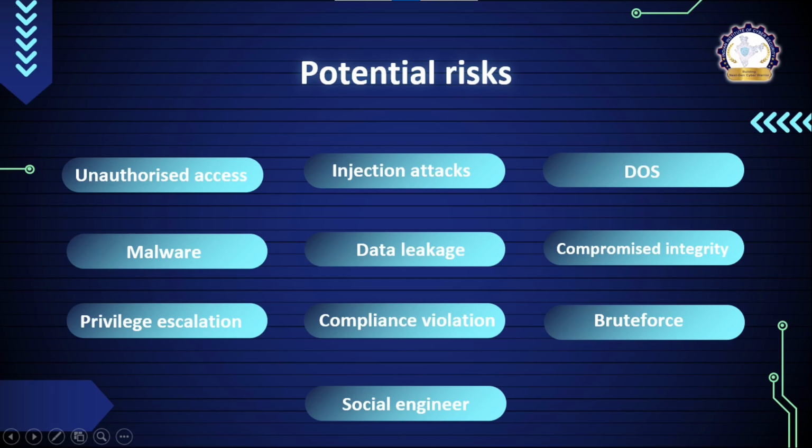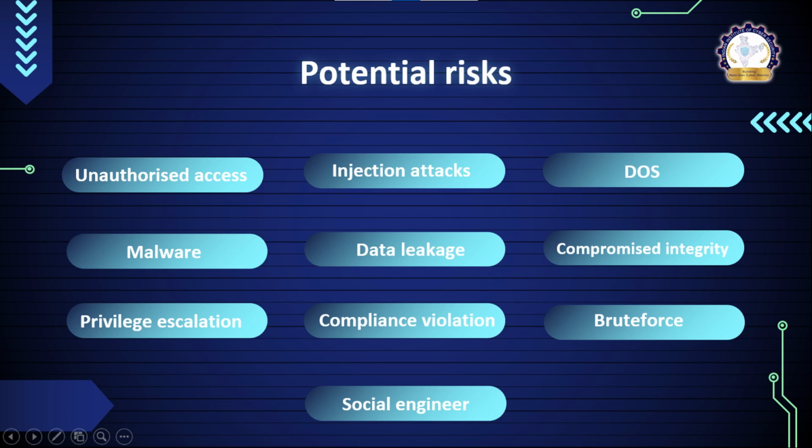Potential risk associated with API vulnerabilities. Application Programming Interface vulnerabilities can pose significant risk to software systems and applications that use them. Some potential risks associated with API vulnerabilities include unauthorized access. So if an attacker gains access to an API, they may be able to retrieve sensitive information or perform unauthorized action within the system.